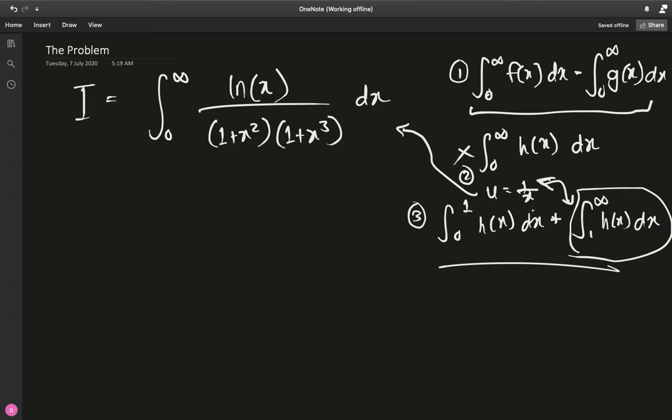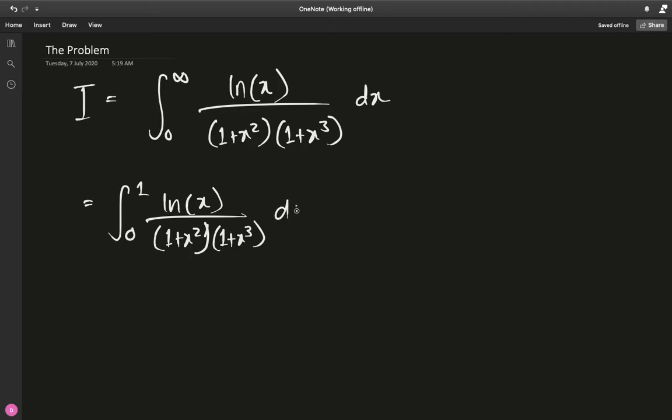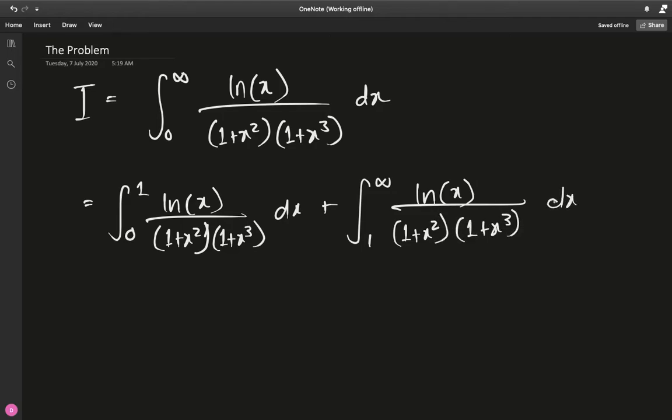And if it's pretty unclear to you why this third method is going to help us, you'll see in a bit. I'm going to just do the exact same thing for I. So as discussed, I would like to split this interval from 0 to 1 of the integrand as it is, plus integral from 1 to infinity of natural log of x divided by 1 plus x squared times 1 plus x cubed dx. And what did I say?